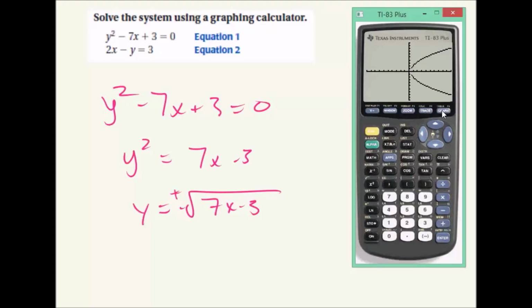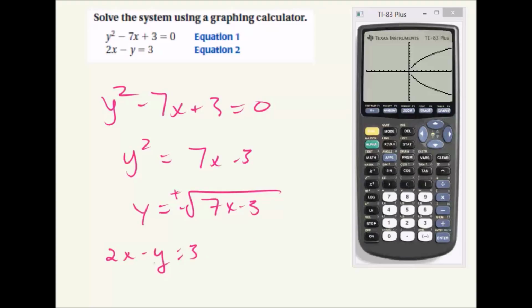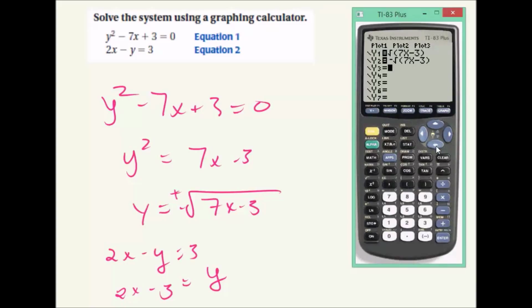Okay. So it looks like a parabola opening to the side. That's what we expect from that type of equation as well. We'll set the second one equal to y as well. So we have 2x minus y equals 3. I'll add the y to the other side to make it easy on myself and subtract the 3 to the left side. So we get y equals 2x minus 3. So we'll graph that as well.